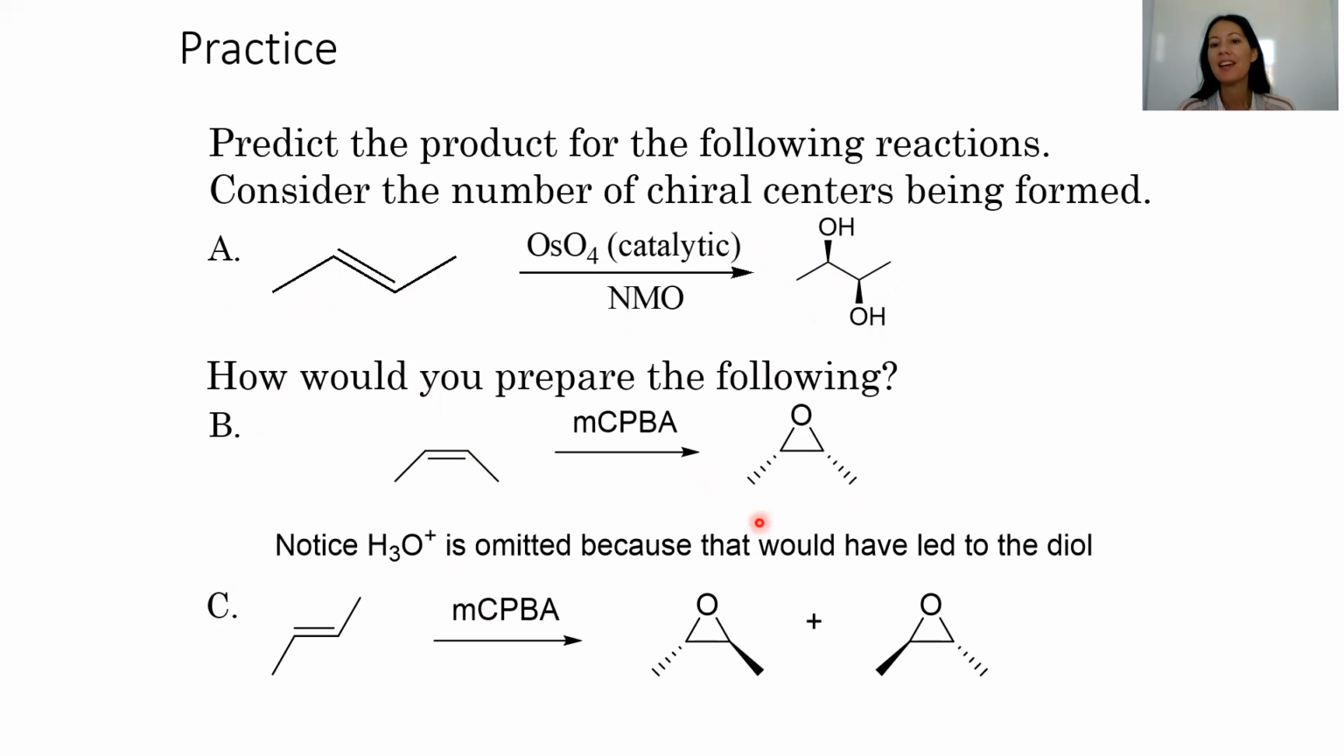How to make this? How did I show you how to make an epoxide? You only use MCPBA. So notice I omitted the second step too with the acid, because that would have opened up the epoxide and led to the diol product. So just do MCPBA. And I have this, the methyl syn. So that has to come from the cis alkene, because the epoxide is just formed by adding an O on one side. So you would just add O on one side here, and then the methyls are syn.